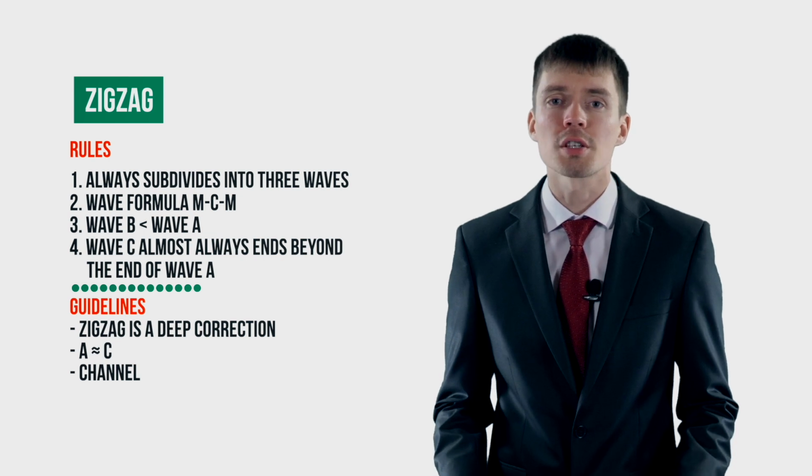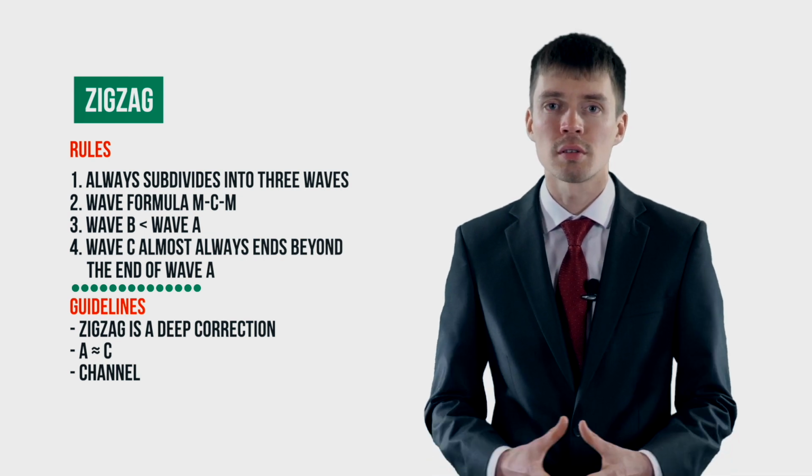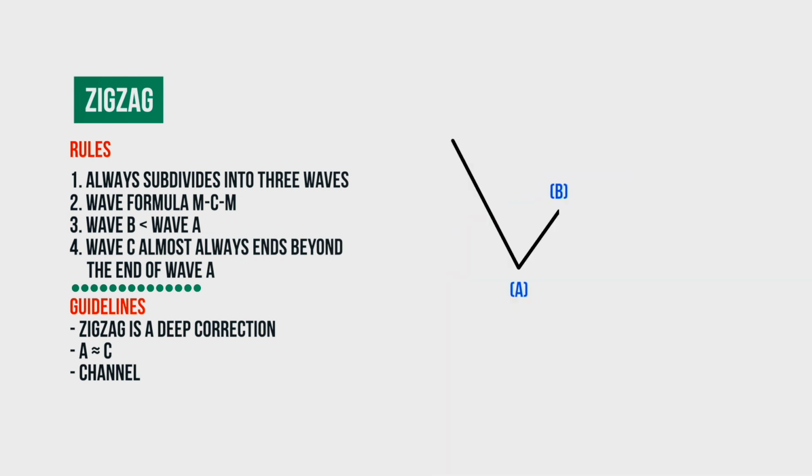Now let's see how to build a channel in a downward market. The rules are similar. A line is drawn through the beginning of wave A and the end of wave B. This line is then copied and drawn through the end of wave A. Now we can build a forecast to where our wave C can reach. Here we have learned all the rules and guidelines for zigzags.